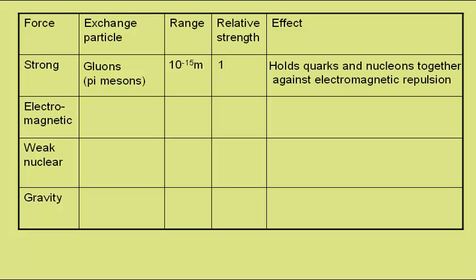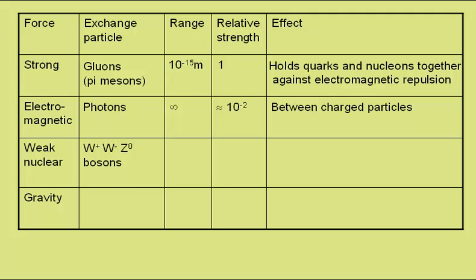The effect of the strong force is to hold the quarks and nucleons together against the electromagnetic repulsion which would occur between the positive protons in the nucleus. So basically it holds the nucleus together. The electromagnetic force has photons as its exchange particle. As these have zero mass, they can have infinite range. Electromagnetic forces are roughly 100 times weaker than the strong force, and it is these forces which act between charged particles.